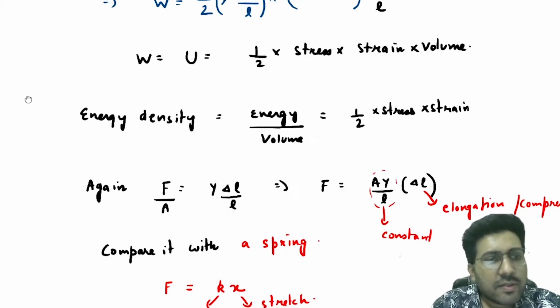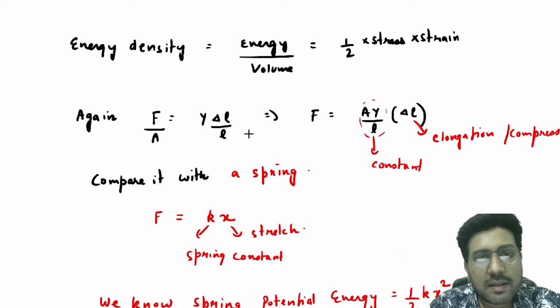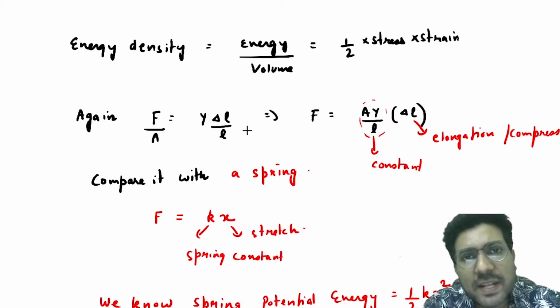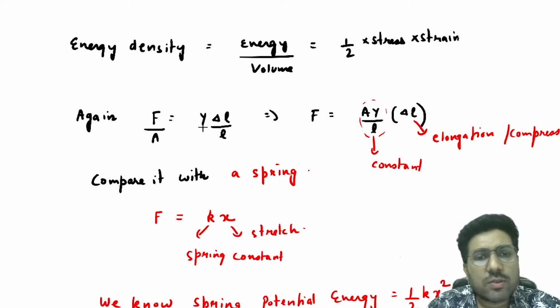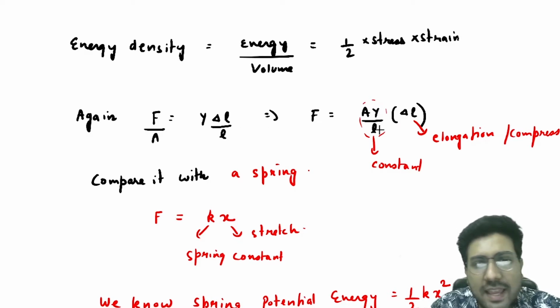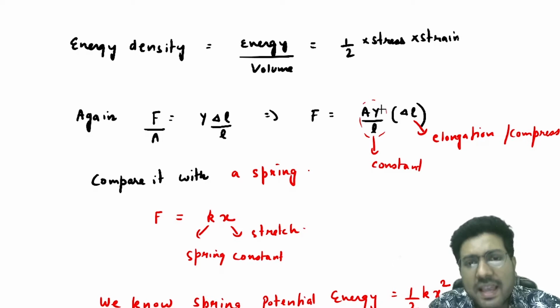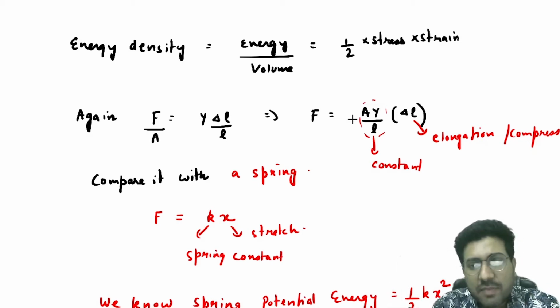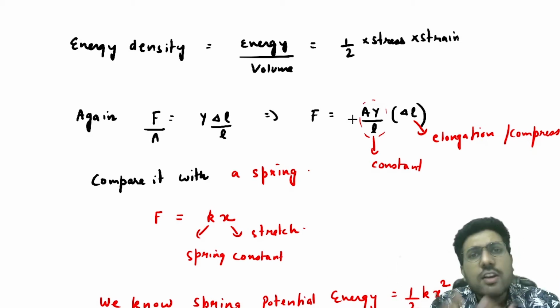Again, you know Hooke's law, F by A is Y delta L by L, right? Listen carefully now. We are comparing it with a spring. You know that an elastic rod just behaves like a spring, right? F by A is equal to Y delta L by L, which implies F is equal to AY by L into delta L. Now, AY by L is a constant, right? A is area of cross section, L is length, and Y is the Young's modulus, and delta L is the elongation or the compression depending on the force is tensile or compressive, right?